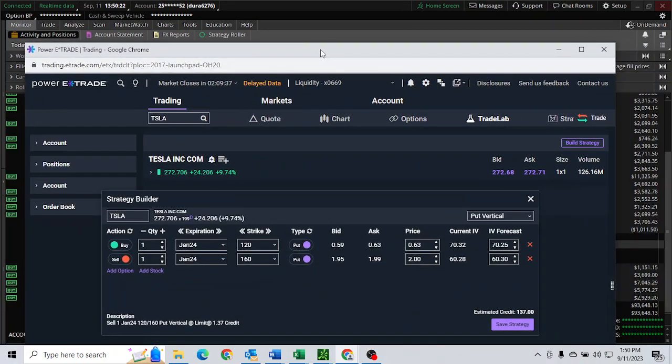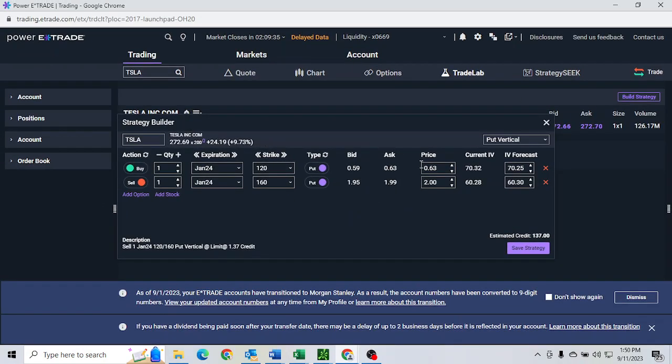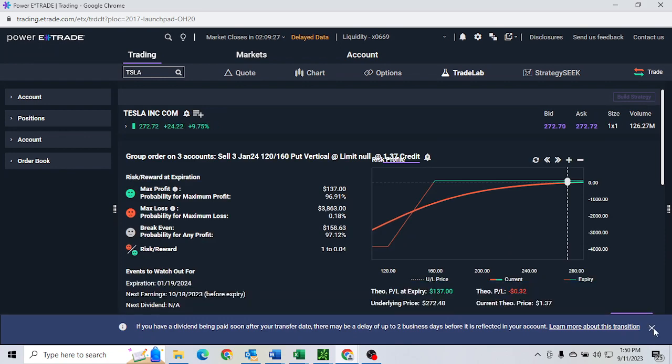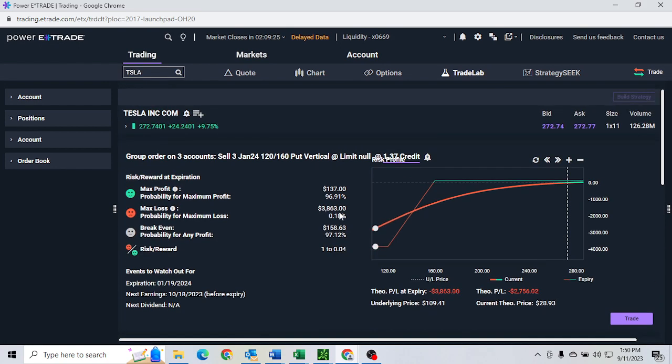So here was my initial trade. These bid and ask were different, but let's take a look and see what this trade was. Okay, so I'm on the hook for nearly $4,000. And it only cost me, I think, $1,000 to get into this trade that they're going to hold.